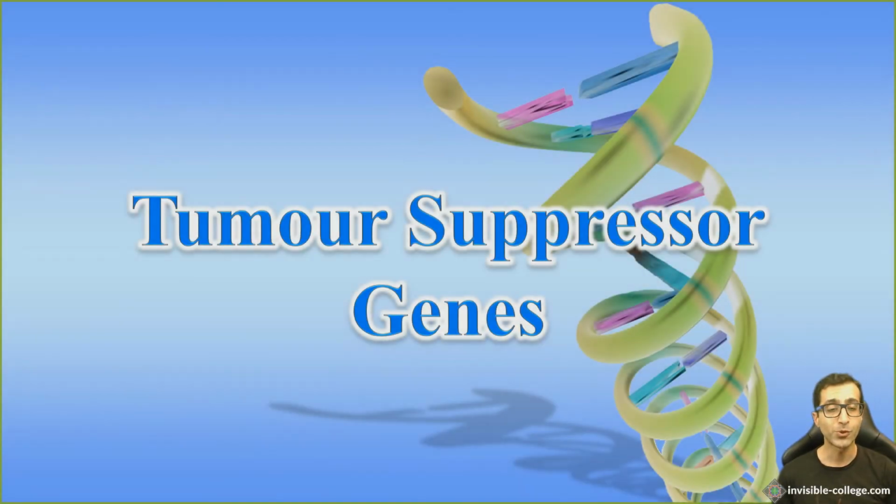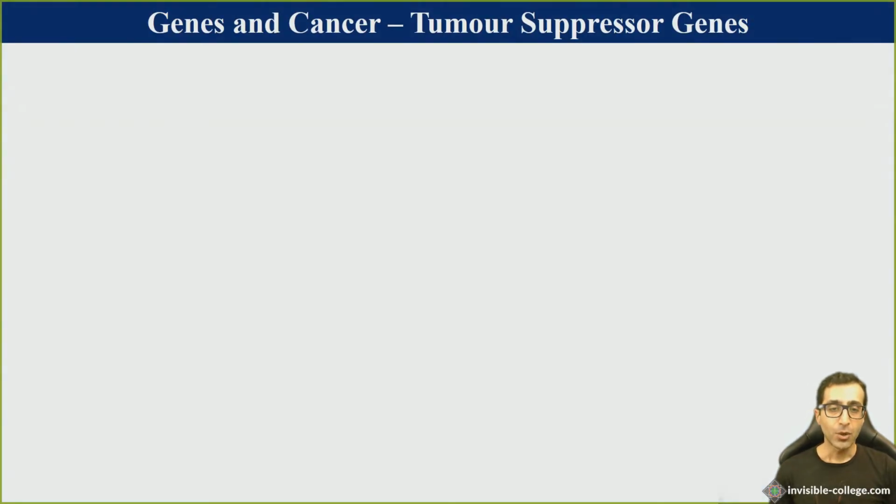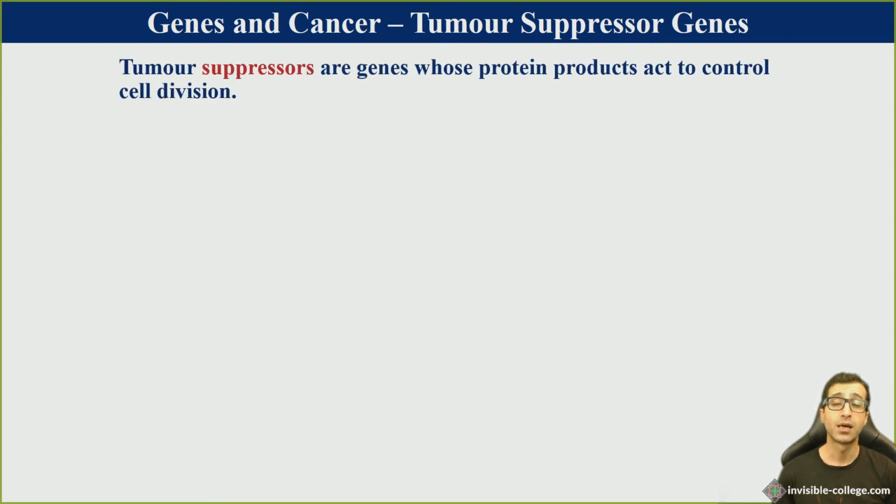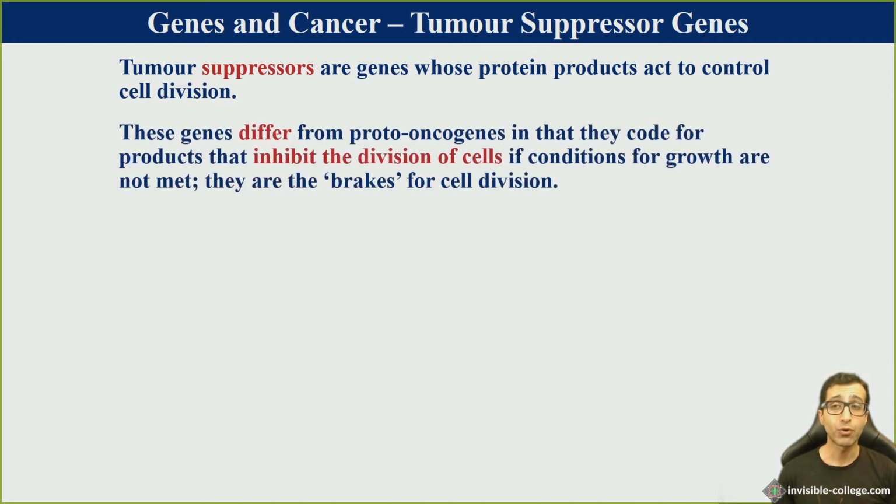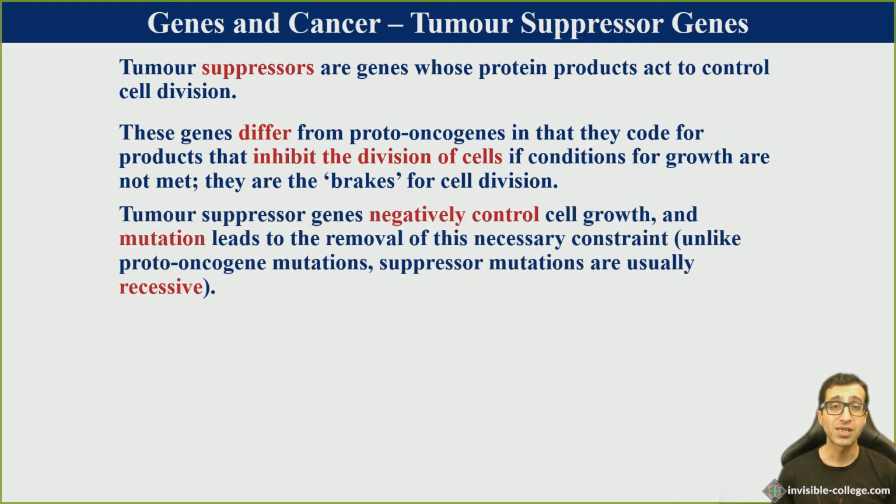So we were talking about proto-oncogenes. Let's move on to talking about tumour suppressor genes now. Tumour suppressors, in contrast to proto-oncogenes, are genes whose protein products act to control cell division by inhibiting or slowing down the rate of cell proliferation. So, in contrast to the proto-oncogenes, these are essentially the brakes for cell division. Tumour suppressor genes negatively control cell growth, and mutations of these genes will lead to the removal of that constraint, and therefore can lead to cancer formation.